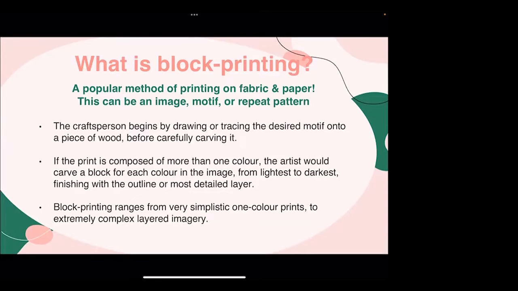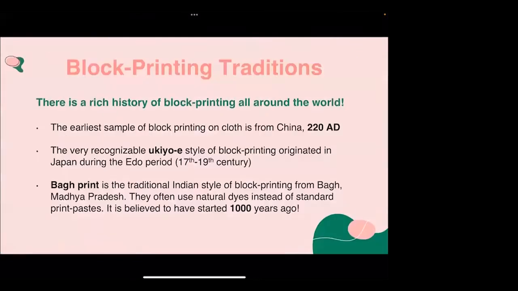So we're going to do some one-color printing today just to get started. But I think as you try more and more, you're going to enjoy layering different colors. There's a very rich history of block printing all over the world. The earliest sample of block printing on cloth is from China, 220 AD, which is so wild. We've been doing this almost forever. We started printing on cloth and then moved into letterpress and printing press and that sort of thing. So some of our earliest textiles are block prints.